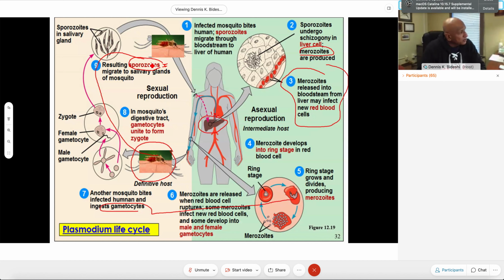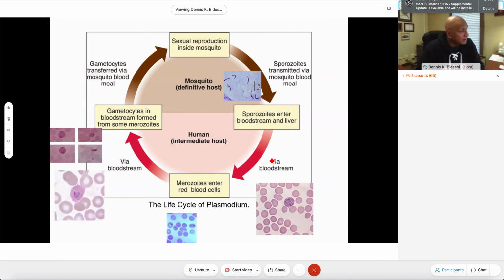So again, here's what I want you to know. Sporozoites is the infective stage that develops in this mosquito. That sporozoite infects the liver to produce merozoites. Merozoites are released from the cell, and they infect red blood cells. Now, that's better shown in this slide. It shows you the same thing, but I like this other slide because it shows you the vector and the human.